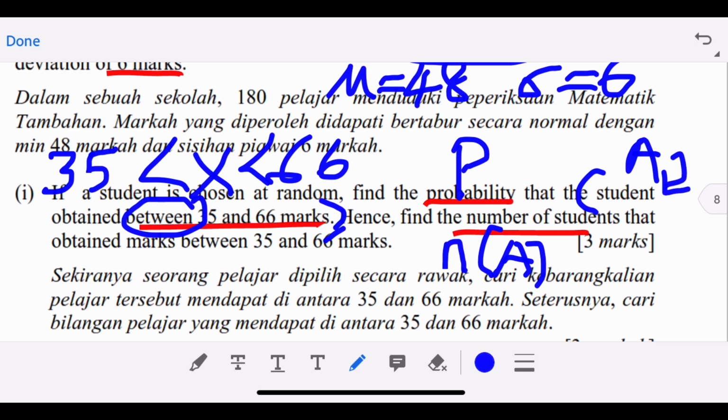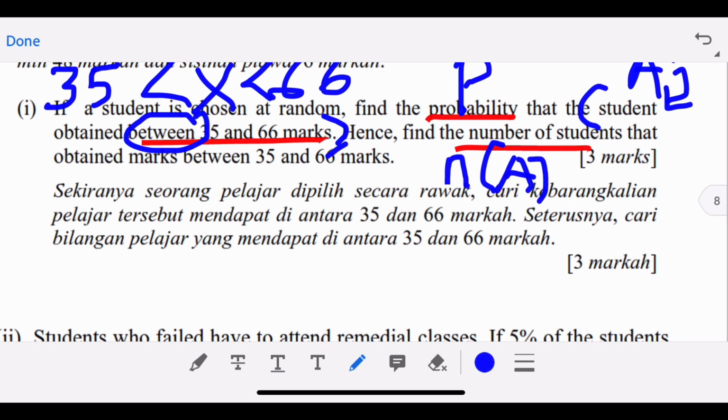Now you write down in your exercise book: let A equal to students who obtain between 35 and 66 marks. Then only you can find the P(A), right? Then you write P(A), okay? So that you are aware of what you are doing when you write down in symbols, and it is easy for you to write the flow of working, right?